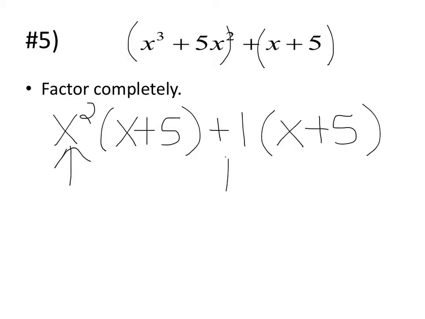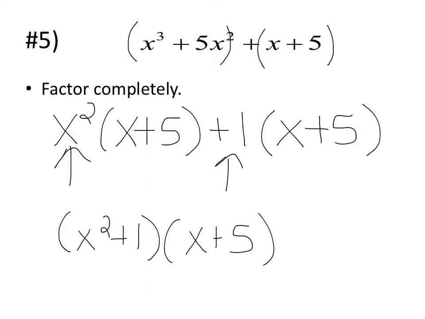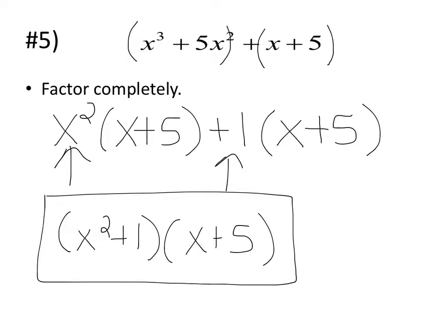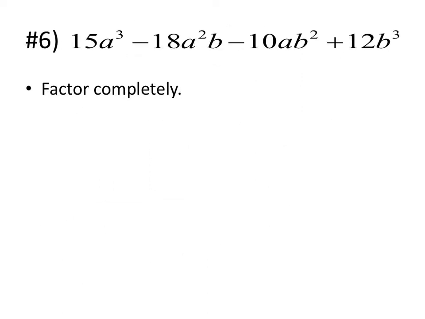So take what's on the outside, x squared plus 1, and multiply it by what's on the inside, x plus 5, and you're done. Again, always multiply to check. Okay, now notice, on this one, your third term is negative. If your third term is negative, when you group them, group the negative with your second binomial. And that always means that you will factor a negative out of the second binomial.